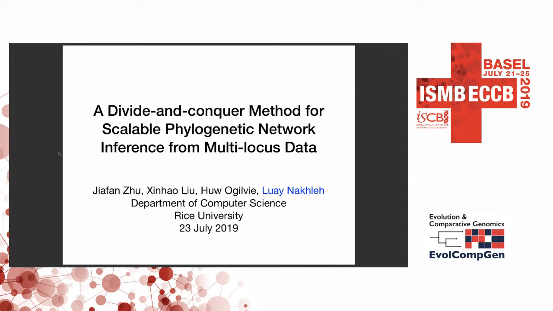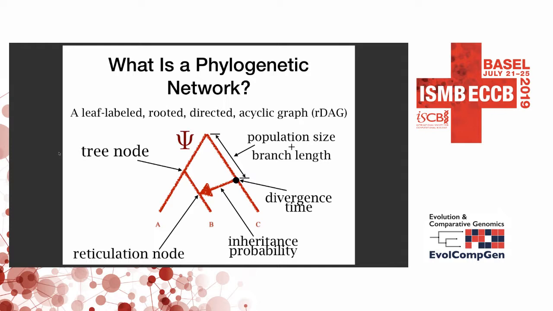So I'll be giving a talk here about a new work that we have done on what we call divide and conquer approaches for inference of phylogenetic networks for large scale data sets. So first, what is a phylogenetic network? We have heard one talk about that. The topology of a phylogenetic network is a rooted directed acyclic graph. This is the type I'm interested in.